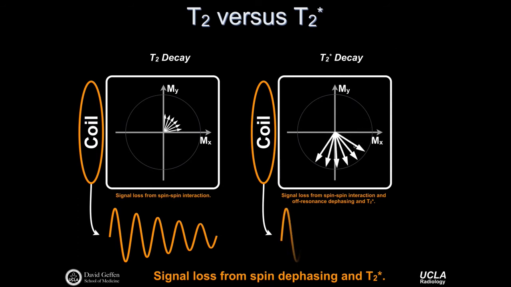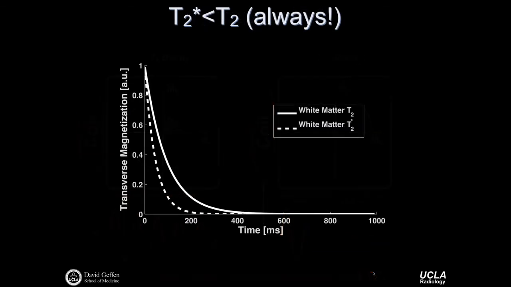As these spins are precessing, they're also falling out of phase with one another, and as they fall uniformly out of phase, they no longer produce a detectable NMR signal because there's no net flux through the coil here. And so the signal still precesses and oscillates at the Larmor frequency, but it decays very quickly as a consequence of spin-spin interaction as well as spin dephasing. So we see signal loss from spin dephasing and T2 or T2 star.